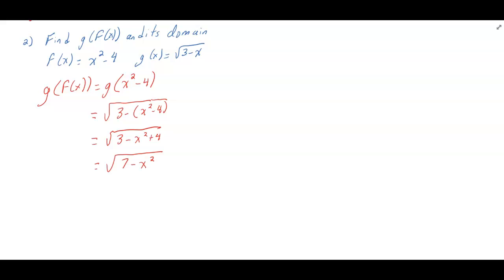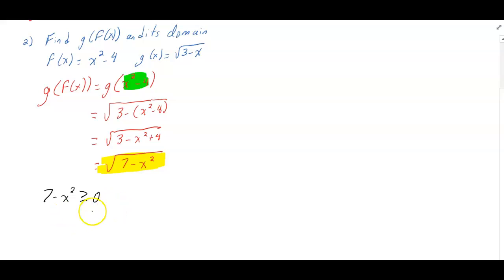To find the domain of this function, there's two things we need to do. We need to look at the final function. So in yellow, we know that 7 minus x squared must be greater or equal to 0. We also must look at the inside function. So if you look at x squared minus 4, you have all real numbers. So we only need to solve that black inequality down below.